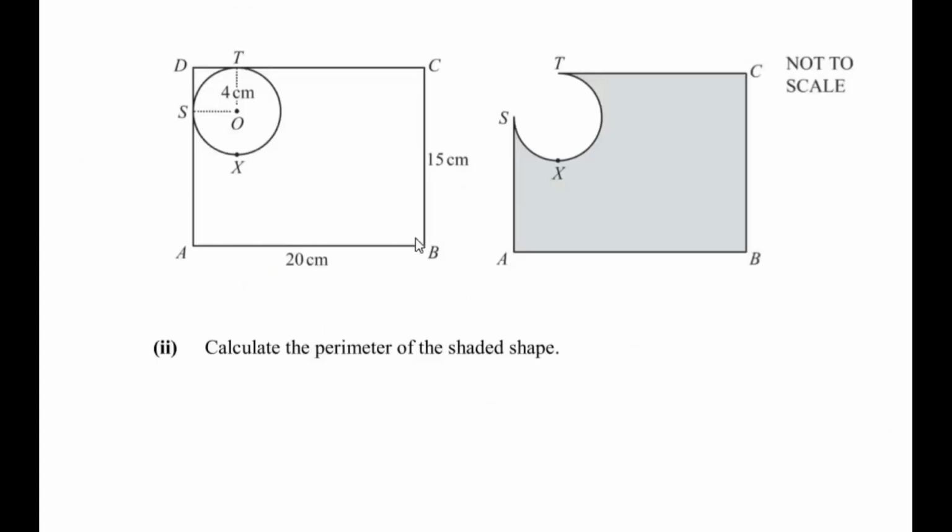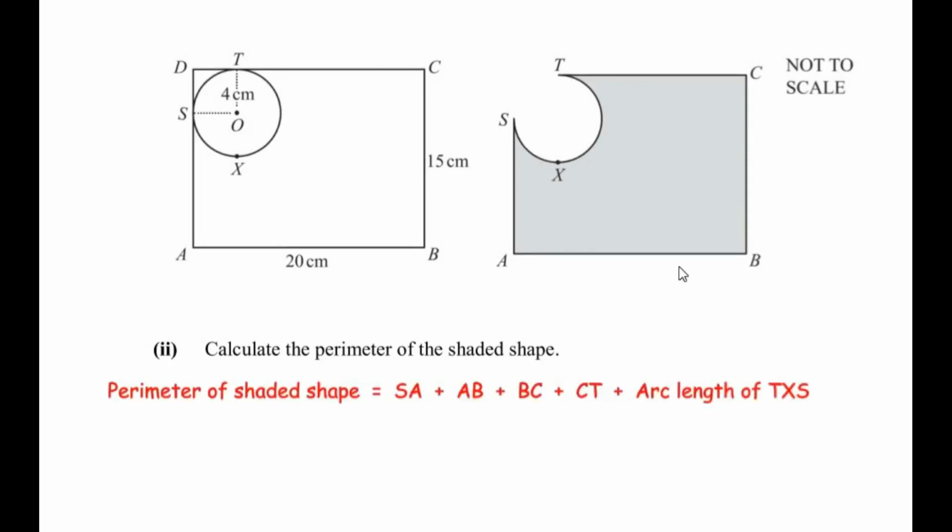Calculate the perimeter of the shaded shape. Now we have to find out the perimeter. Perimeter is, we are going to sum up all the sides of the given shape. So we have to find out the length of SA, AB, BC, CT and the arc length DXS. So let me write down here. So here we have added all the sides of the given shape.